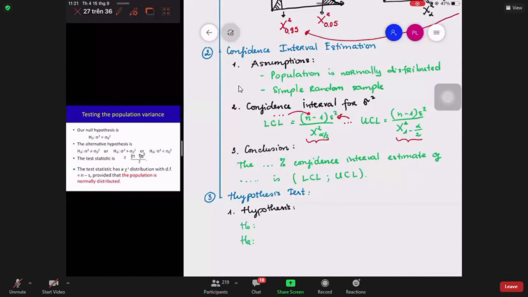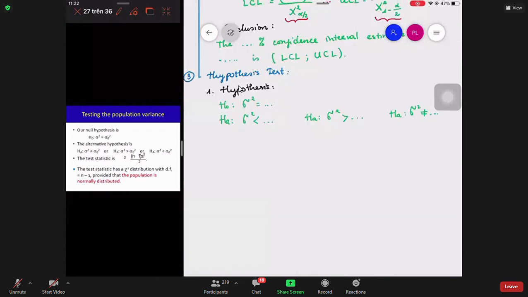HO here is when we have sigma square equal to some value. HA: sigma square smaller than something, sigma square greater than something, and sigma square different from something. And as for HO, it is always the same, equal.